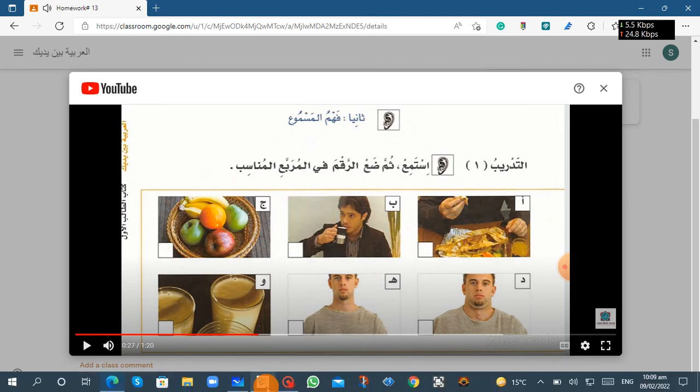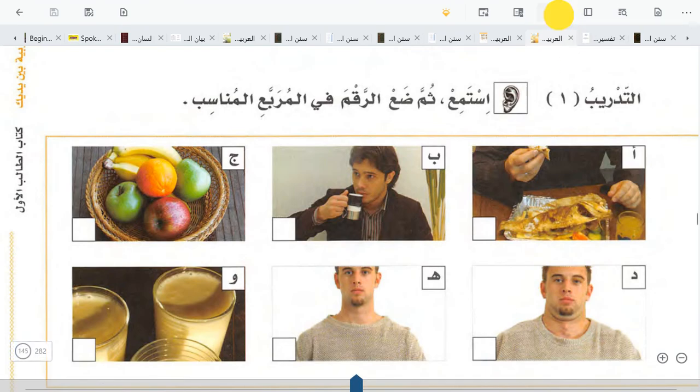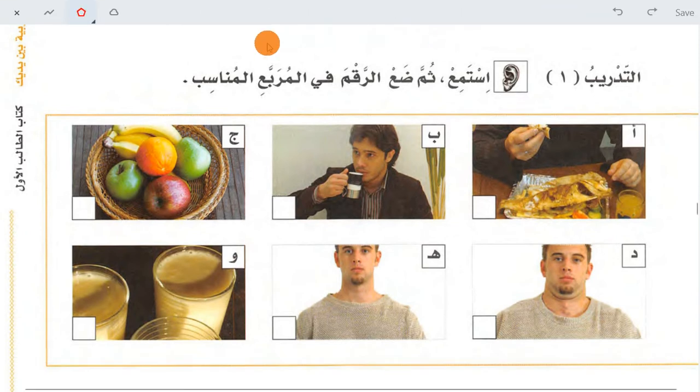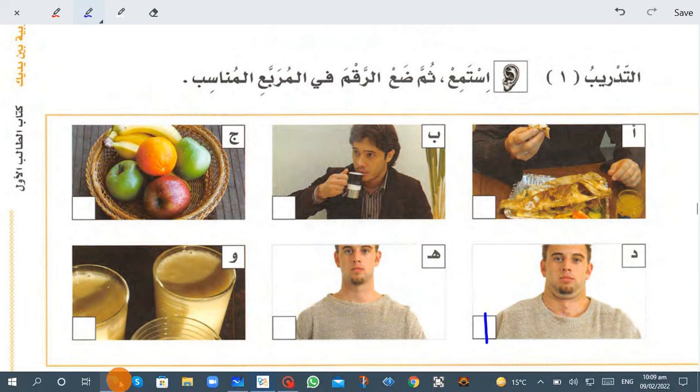This is the dal picture. So here in the dal one I will write واحد. Here I will write 1. Next.